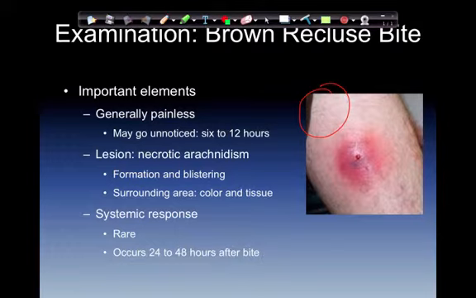Examination, brown recluse bite. Important elements on this, and I'll clear this off of here. Generally painless, may go unnoticed for 6 to 12 hours in general. Lesion is a necrotic arachnidism formation and blistering. Initially, we'll get a papule formation on this site, and then it tends to blister from a bulla.